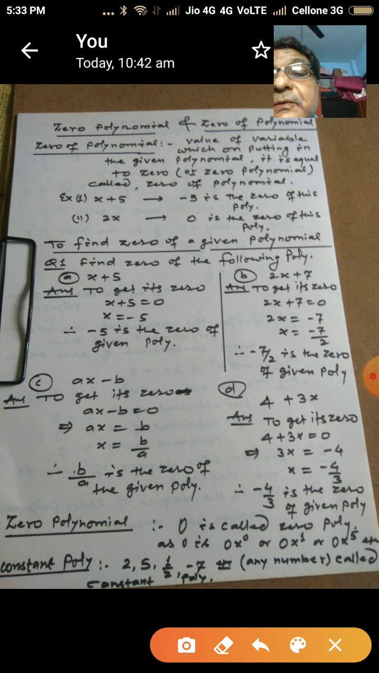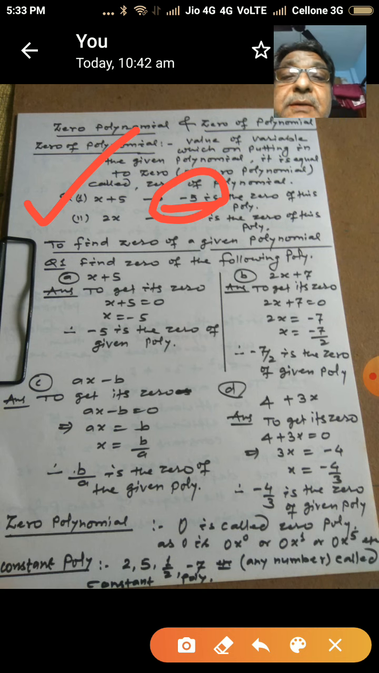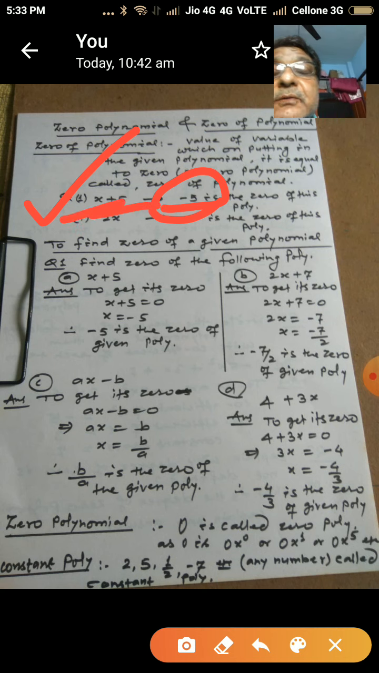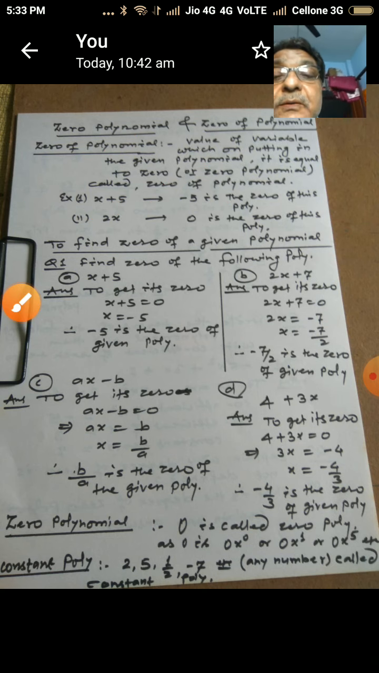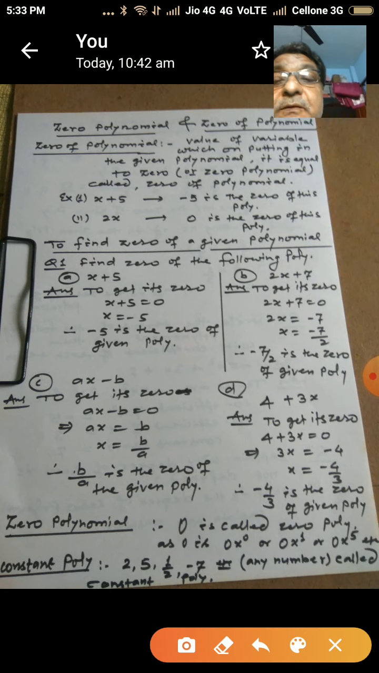For example, you see here our polynomial is x plus 5. So minus 5 is the only value of the variable which makes this polynomial equal to 0, or which makes this polynomial a 0 polynomial. Then minus 5 is called its 0.